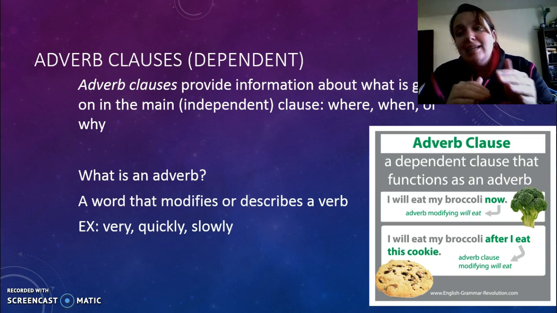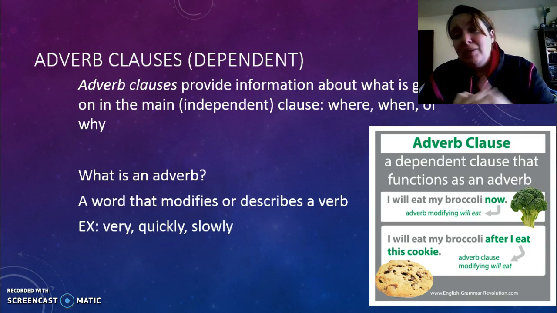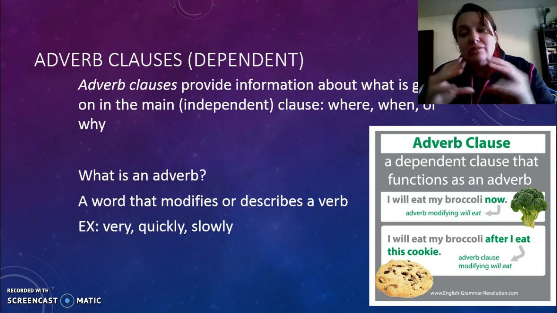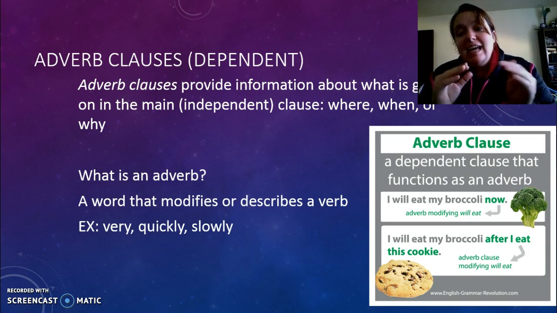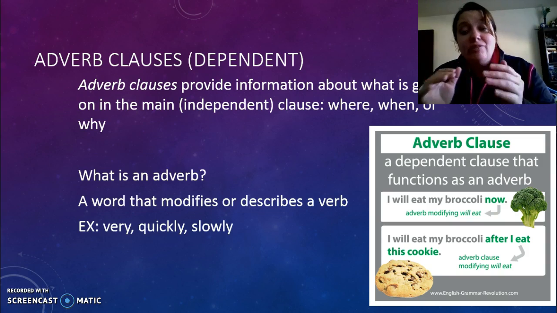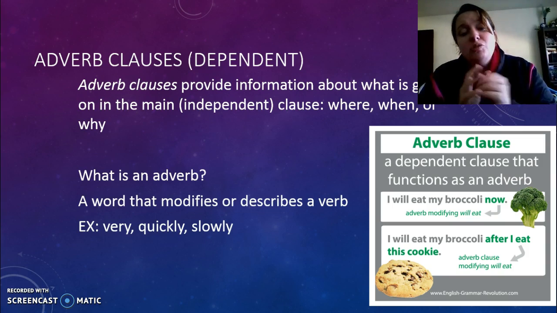But what we did is below that there's the same sentence, but instead of just a plain adverb like now, we have an adverbial clause, like an entire chunk. So I will eat my broccoli after I eat this cookie. You'll notice that a lot of clauses like this tend to double as prepositional phrases, after I eat this cookie. Just make sure you pay attention to these and figure out what they are.